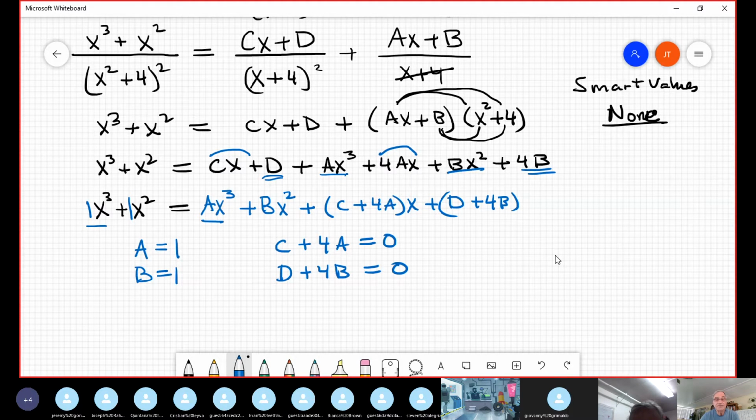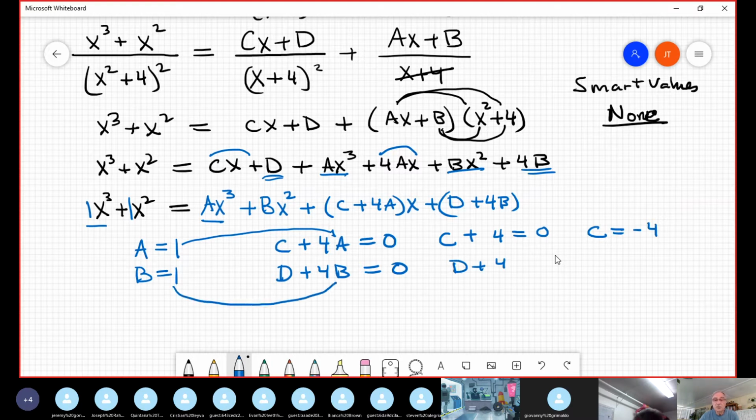But I have in my hand A and B. So C plus 4 times 1, which is just 4, because A is 1, is equal to 0. Therefore, C is negative 4. And D plus 4 again, because B is 1, look, is equal to 0. D, sorry, is negative 4.